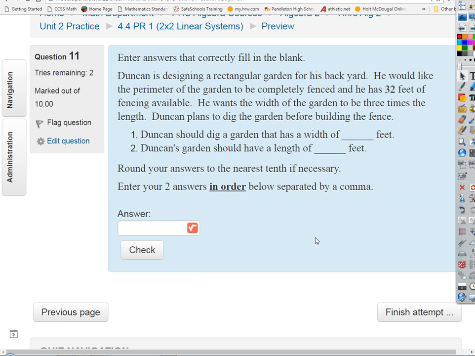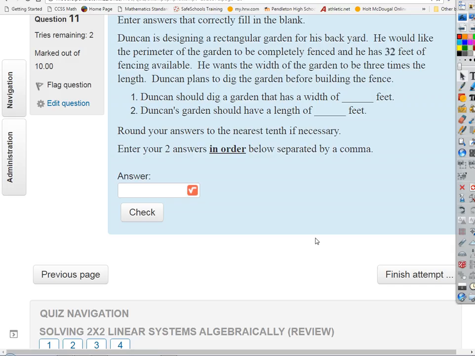Okay, what about something like this? This problem stars Duncan. What do you know? This one's for you, Duncan. So Duncan is designing a rectangular garden for his backyard. He would like the perimeter of the garden to be completely fenced, and he has 32 feet of fencing available. He wants the width of the garden to be 3 times the length, and he wants to know what the width should be and what the length should be.